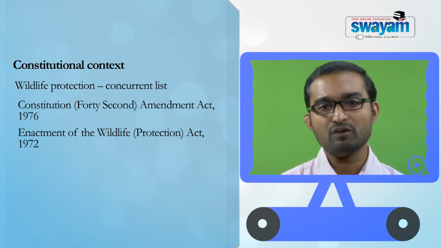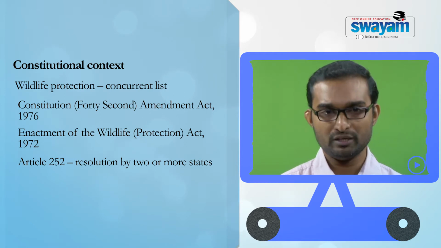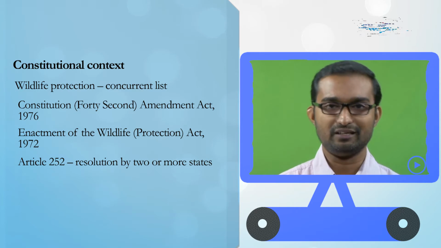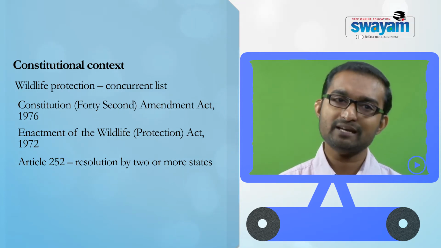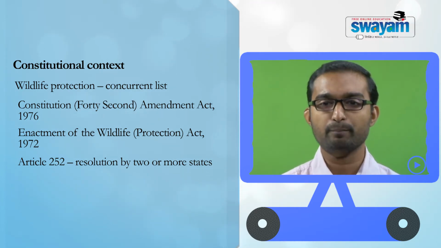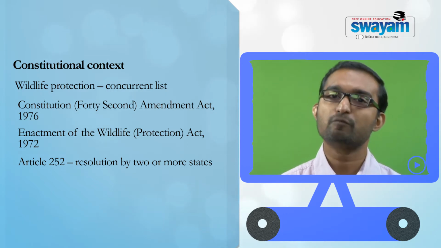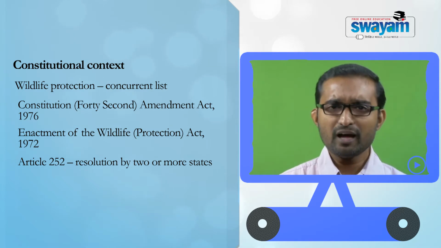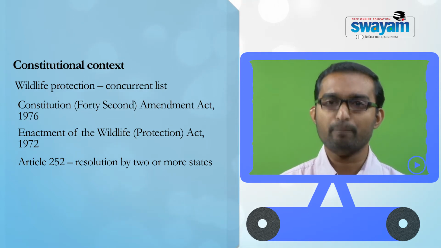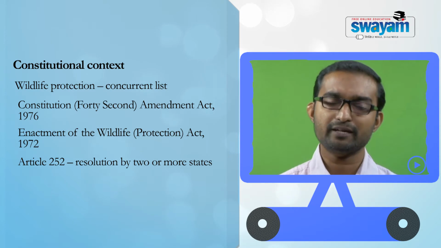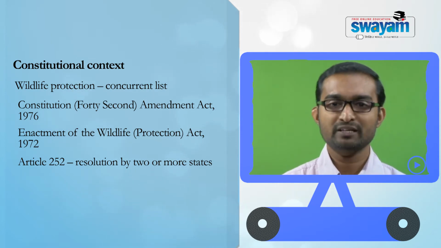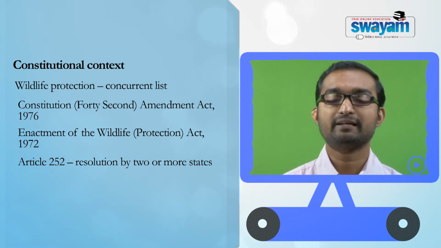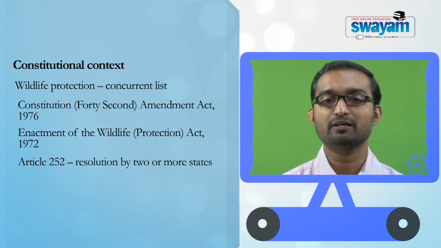There is a provision in the Constitution, that's Article 252. According to Article 252, on any subject matter which falls within the state list, the law can be enacted by the Parliament, provided two or more states have passed a resolution to that effect. That means if states are willing, they can concede their power to the parliament, or they can permit the parliament to enact law. This is the provision through which the Wildlife Protection Act 1972 was passed by the parliament.